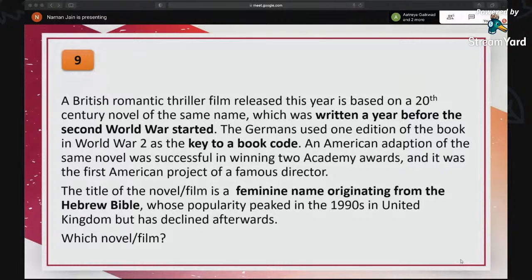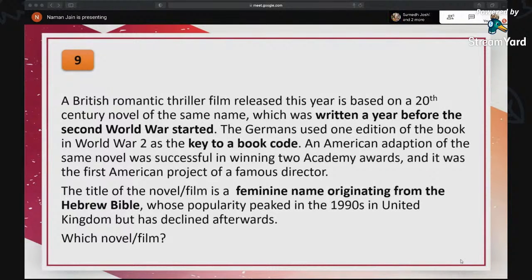So look at the timeline. The Second World War started around that time, and not immediately, but a year or two afterward, the movie was also made featuring the same name. A very famous director who went on to create history later. So just need a name, a single name, a proper noun, a female name, a common Jewish name. Romantic thriller film. So that is question number 9.